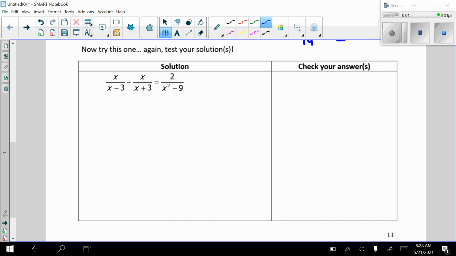Okay, so this one looks a little different, and what I want you to think about is, of course, factor, factor, factor. So we look at this denominator and we know we would factor this to be x plus 3 times x minus 3.